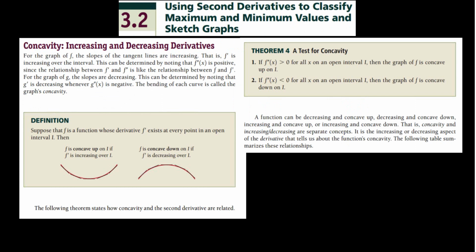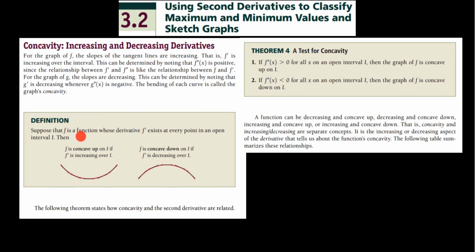Here we go. So concavity. What is concavity? For the graph of f, the slopes of the tangent lines are increasing. That is, f prime is increasing over an interval. This can be determined by noting that f double prime, the second derivative of f of x, is positive, since the relationship between f prime and f double prime, the first and second derivative, is like the relationship between f and f prime. For the graph of g, the slopes are decreasing. This can be determined by noting the opposite.